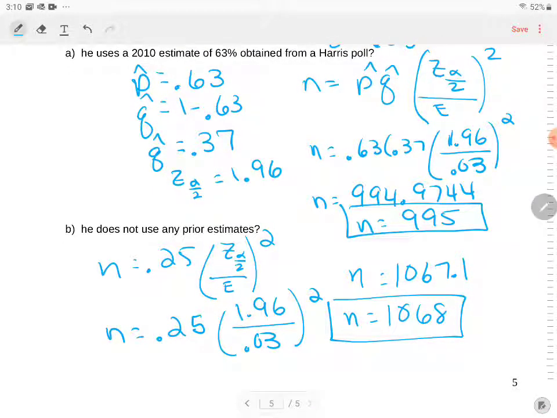with no point estimate. So the sample size, if we use the 63% point estimate, it would need to be 995. If we use no prior estimates, we would need a sample size of 1068.